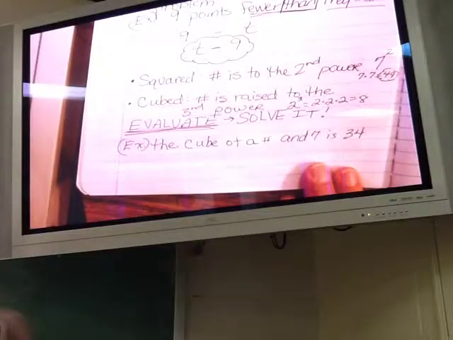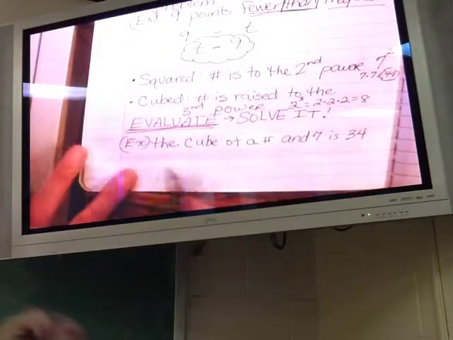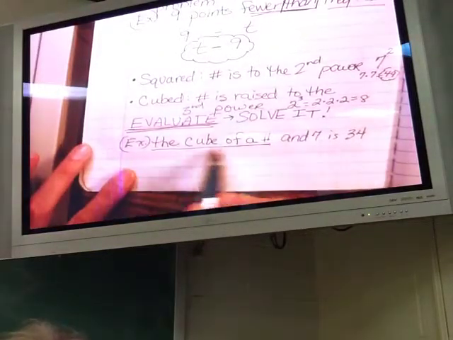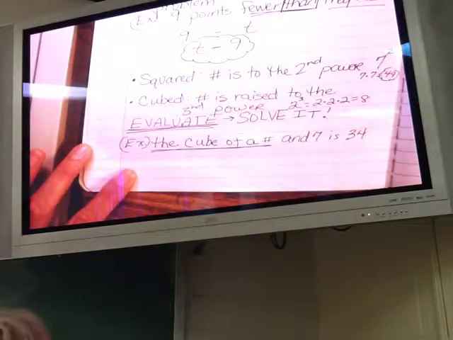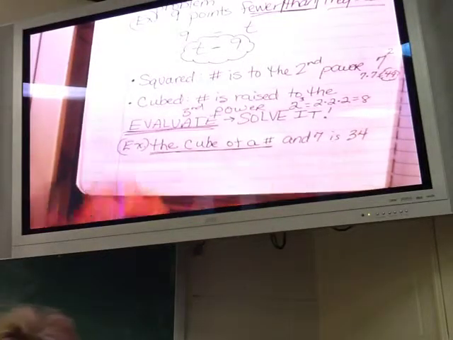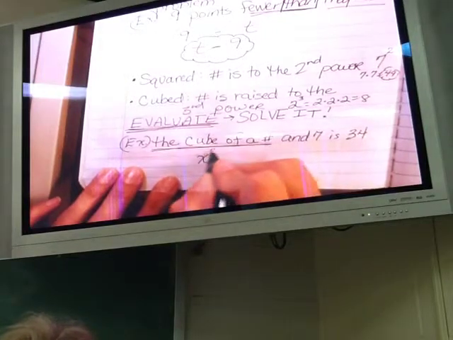So we have to write that using math terms. How do you represent the cube of some number that you don't know? How could I represent that? X to the third. He said, hang on, let's take it piece at a time. I agree with you. He said x to the third power because we don't know what the number is. Cube means to the third.